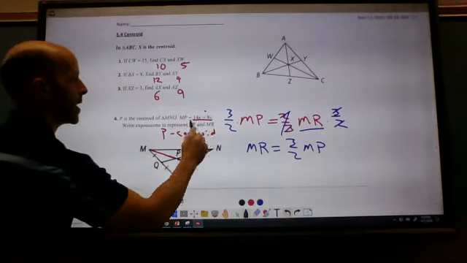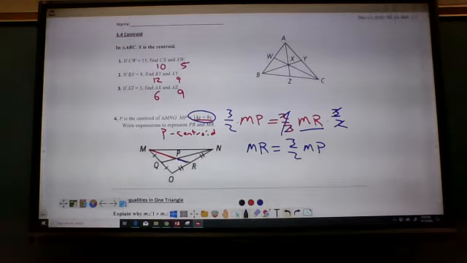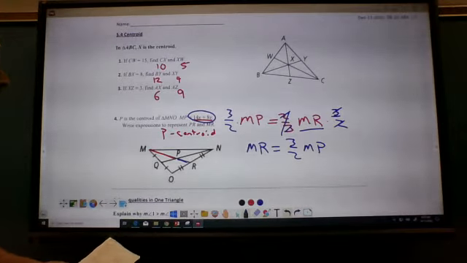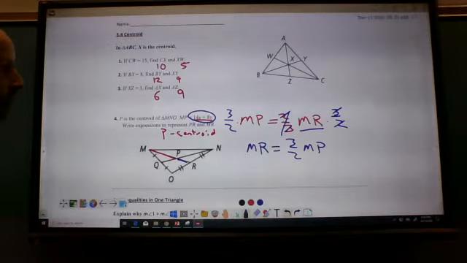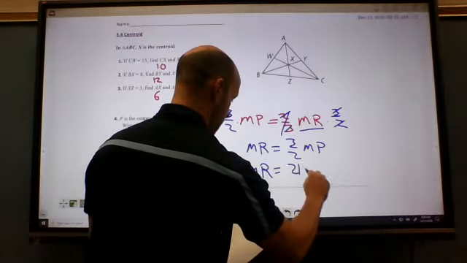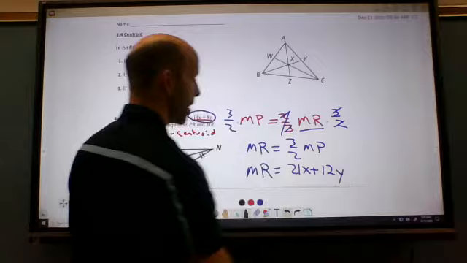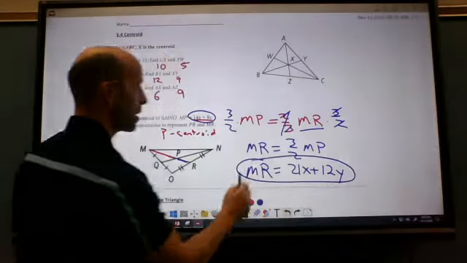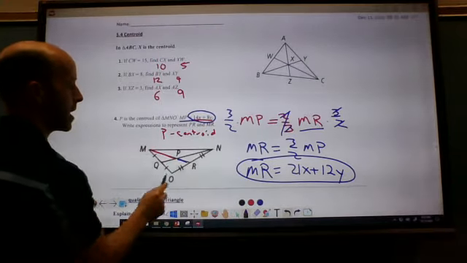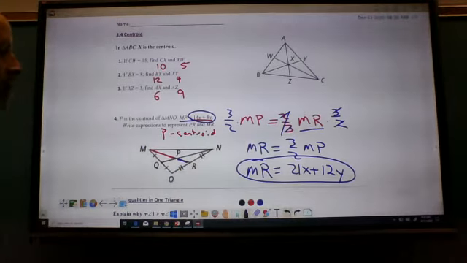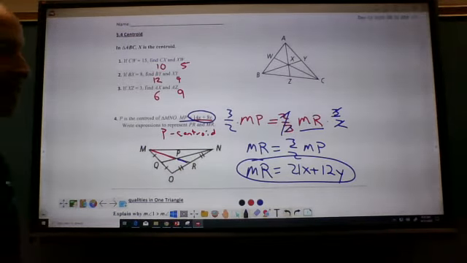And we know what MP is. So all you got to do is multiply that by 3/2. And when you multiply that by 3/2, you'll get the answer that you want for MR, which is the total length there. So MR turns out to be 21x plus 12y, just to let you know. Now, once you have MR, we know that MP plus PR has to equal MR, and so you can just use the segment addition postulate to get PR. So that's one way to think about it.